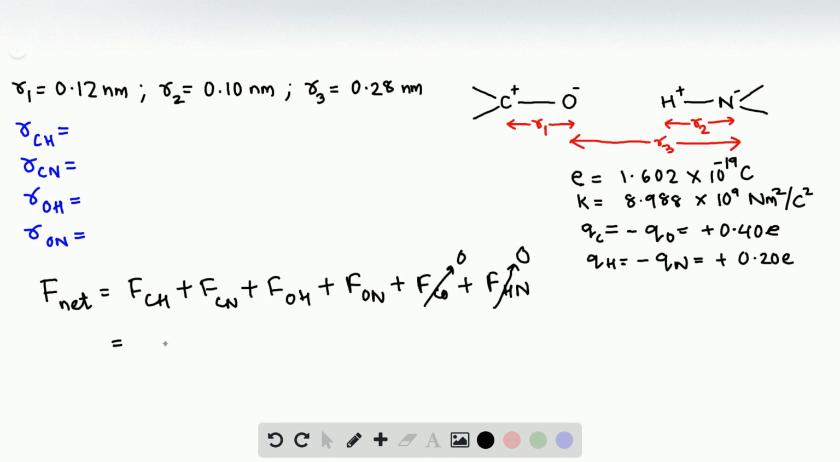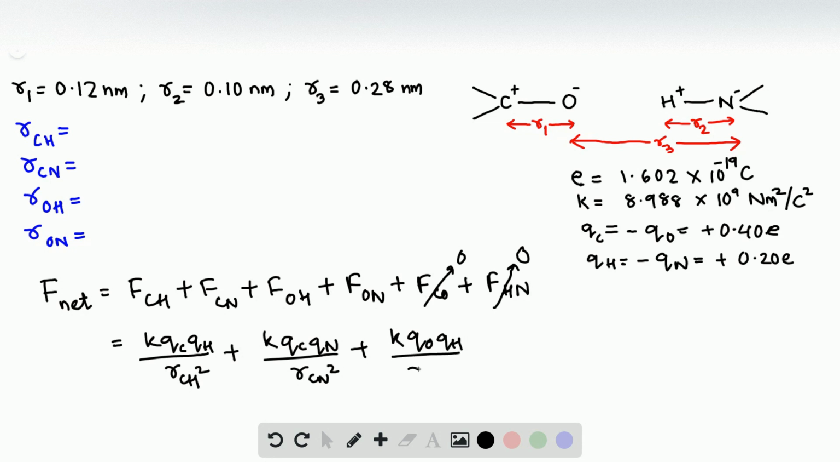And this is equal to k times Q_C Q_H over R_CH square, plus F_CN is equal to k times Q_C Q_N over R_CN square, plus F_OH is k Q_O Q_H over R_OH square, plus similarly k Q_O Q_N over R_ON square. Let's mark this as square.